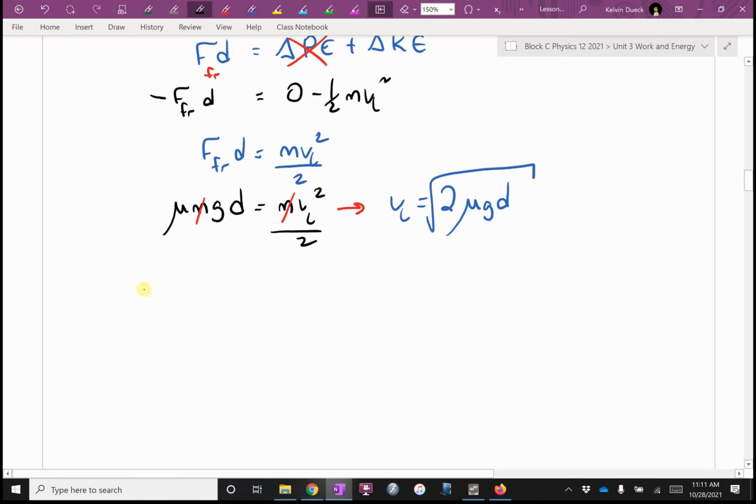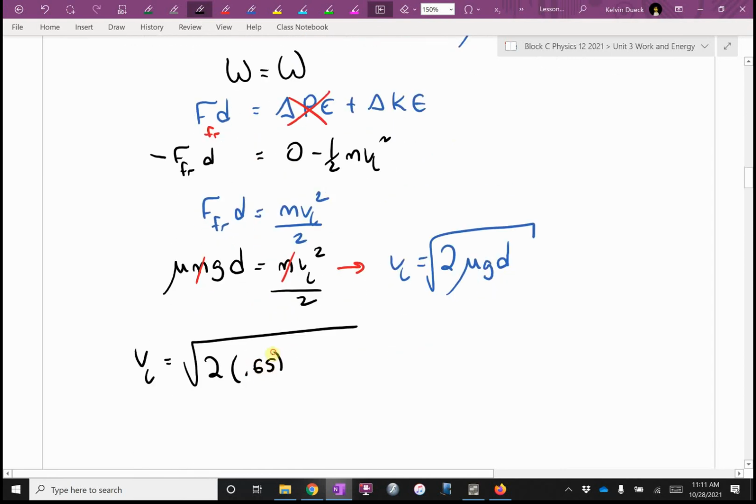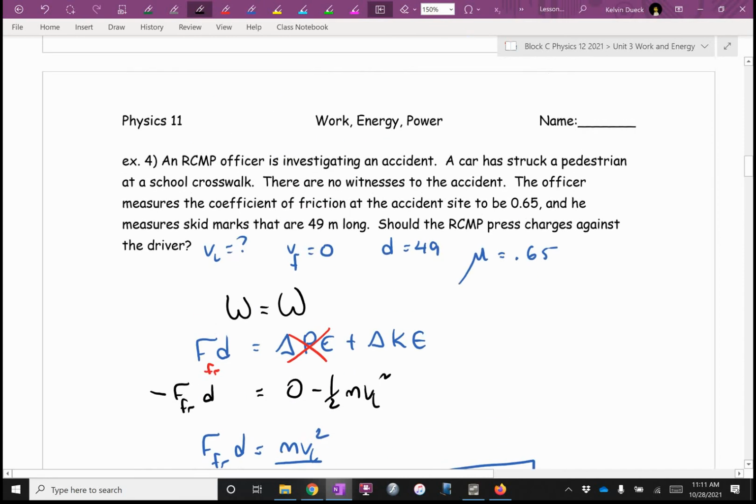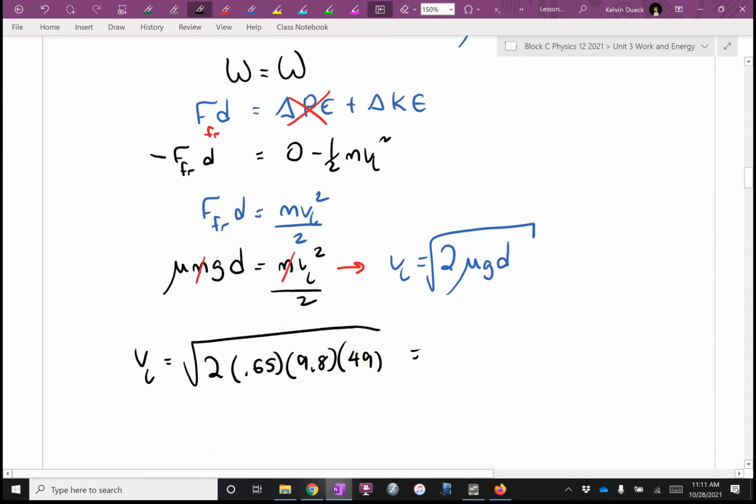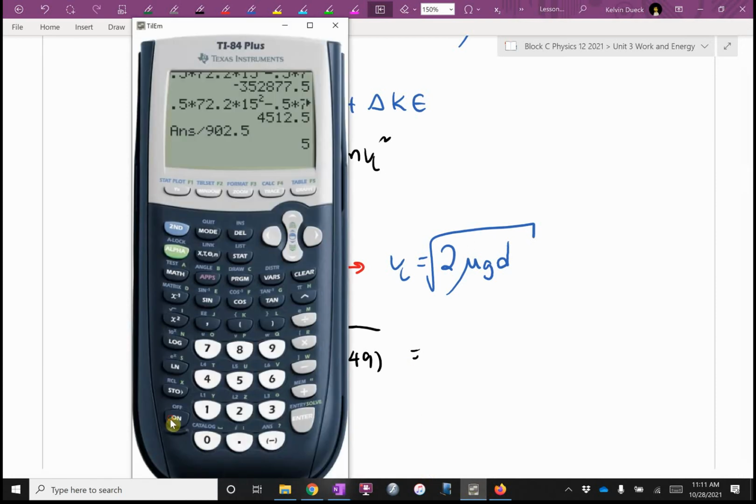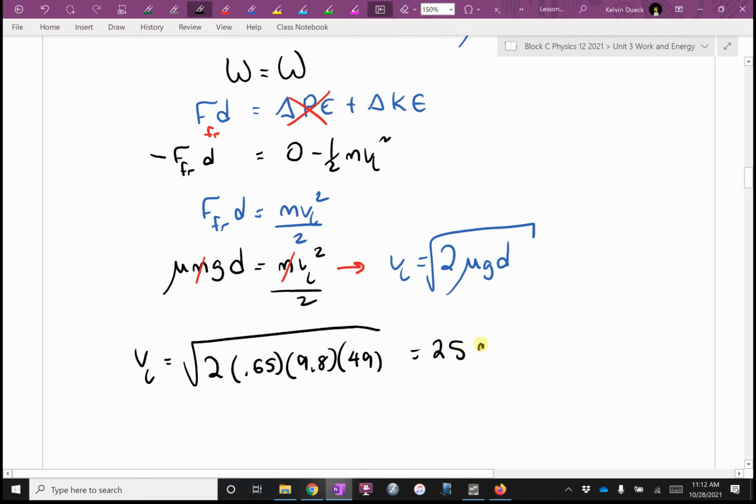What do you get? Let's plug in numbers. Square root of 2 times, what was mu, 0.65, times 9.8 times 49. You get 25 meters per second, basically. Is that right? Yeah. And did somebody already convert that to kilometers per hour? 89. Okay. So certainly you can press charges. And again, if the person was killed, you could probably push for vehicular manslaughter, because going 90 in the school zone, come on. Okay.